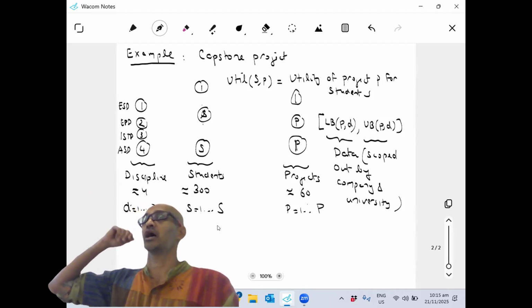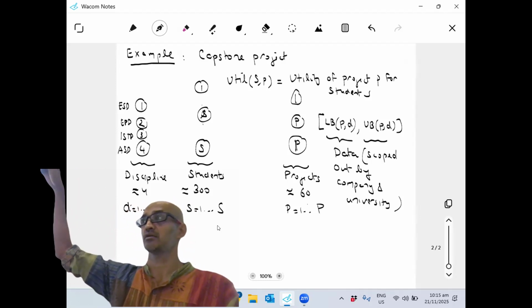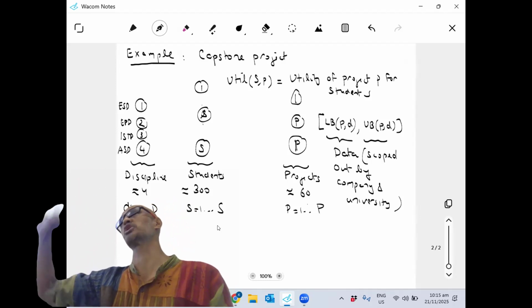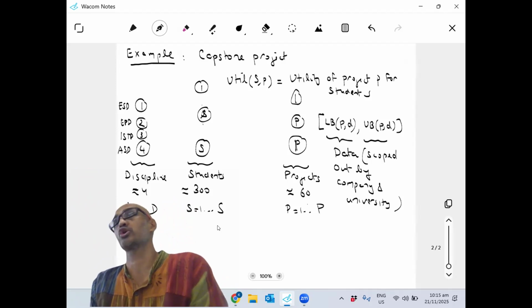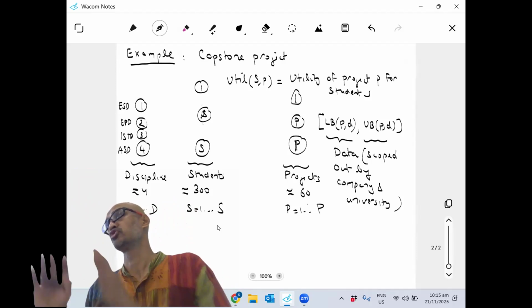Maybe just to make these, we're going to set up a maximization problem. So let's say the utility is high. That means I like the projects. If my utility is zero, I don't like the project or I don't want to do the project. Okay. So is the setup clear? So this is the problem.